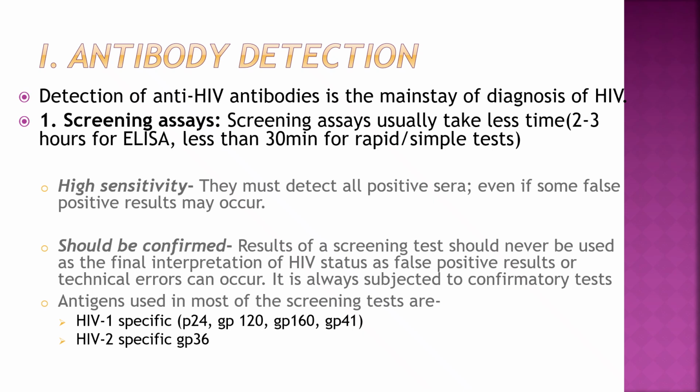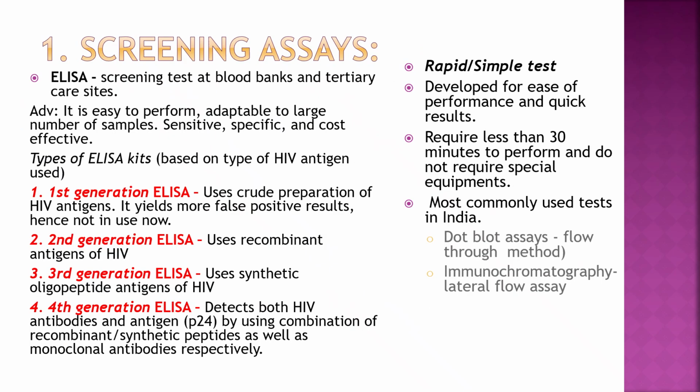Antigens used in most screening tests are HIV-1 specific, that is P24, GP120, GP160, GP41, and HIV-2 specific GP36. ELISA is the screening test at blood banks and tertiary care sites. Advantages: it is easy to perform, adaptable to a large number of samples, sensitive, specific, and cost effective.